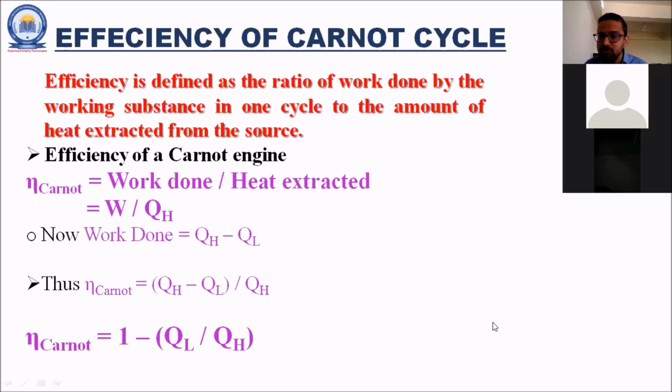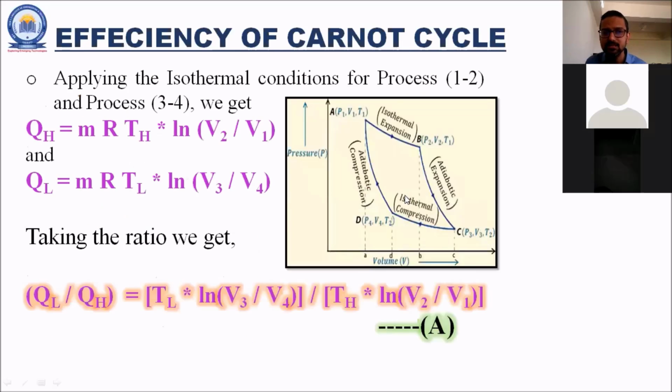Dear students, have you understood up till this point in the derivation? Very easy to understand. Just remember the main points, then the derivation will be perfectly clear. Have you understood up till this equation? Eta Carnot is equal to 1 minus QL by QH. QL is the amount of heat rejected to the sink, and QH is the amount of heat received from the source. Let us proceed further in the derivation.